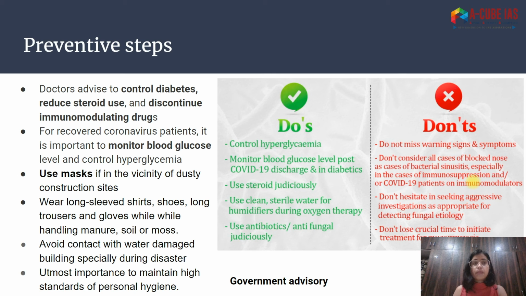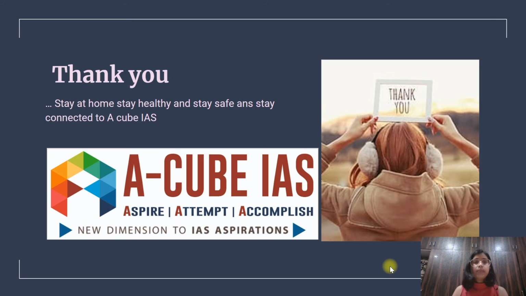In the initial stage, it is important for people to use a mask if they are in the vicinity of a dusty construction site, to wear a long-sleeved shirt and shoes if you are moving around soil or mossy areas, and to avoid contact with water-damaged buildings, especially during disasters, which is very important in Kerala, Karnataka, Gujarat and Maharashtra right now, which are suffering from the cyclone these days. On a similar level, even the government has come up with an advisory. So these are the preventive steps that are supposed to be taken by everybody in the country.